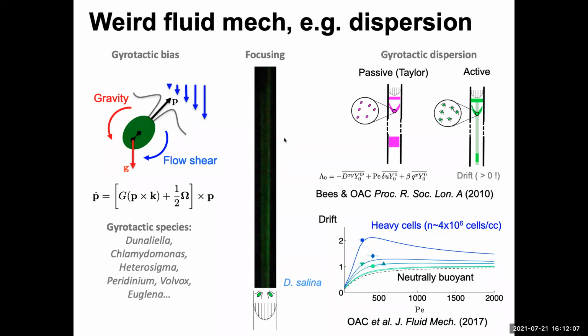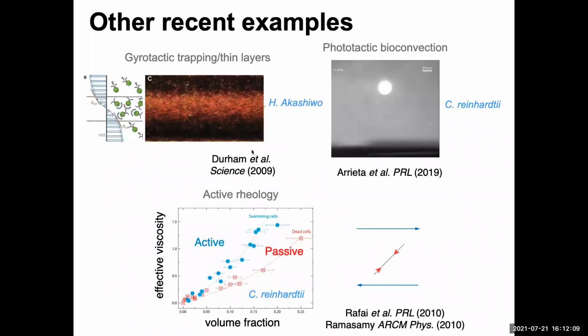Other recent examples of this sort of weird fluid behavior. Durham et al. found that if you have a vertical flow, you can have these plume structures. If you have a horizontal flow, you can have this gyrotactic trapping. So where the shear is stronger, the cells tumble and they get trapped in a narrow band of shear. And this was posited to be relevant to the formation of thin layer structures in the ocean.